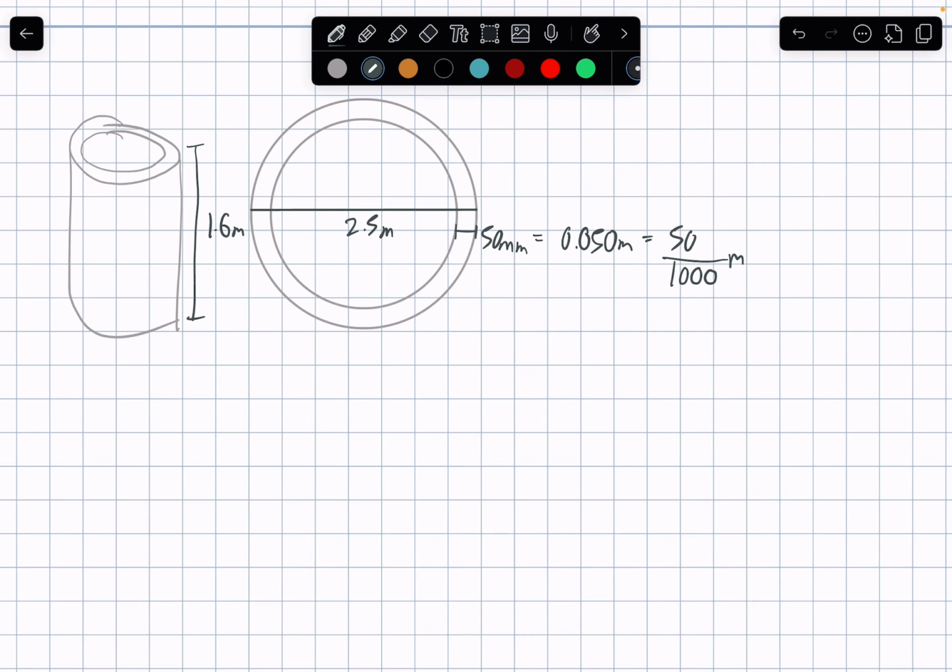What are we supposed to find? We're supposed to find the internal volume of the cylinder. So since we have a thickness, there is an outer volume and an inner volume. So the inner volume is basically going to be equal to the volume minus dV.